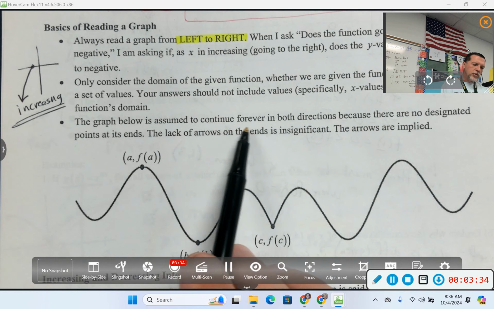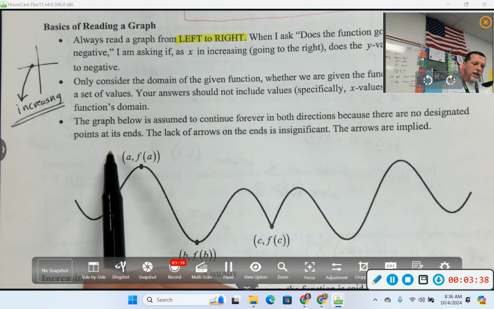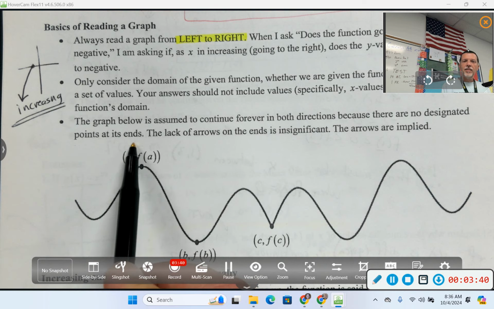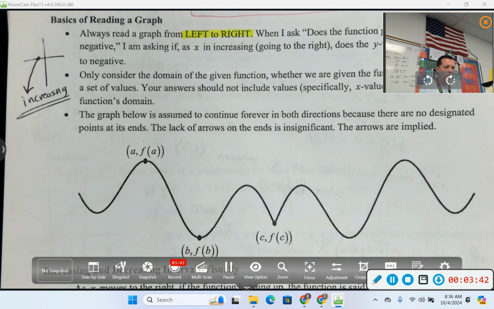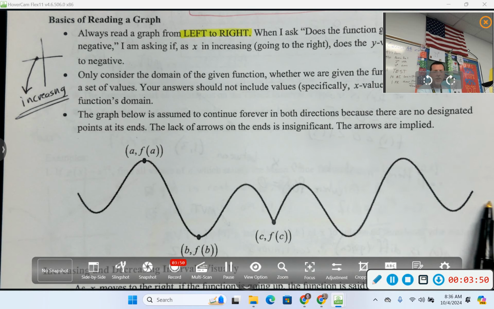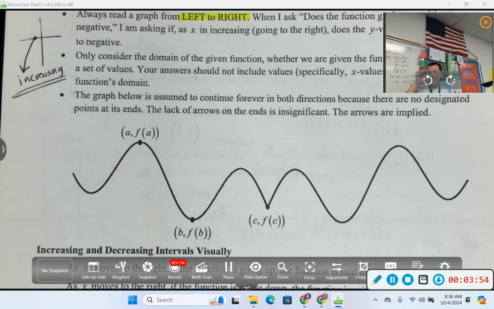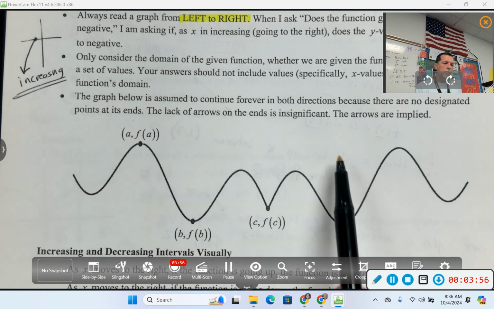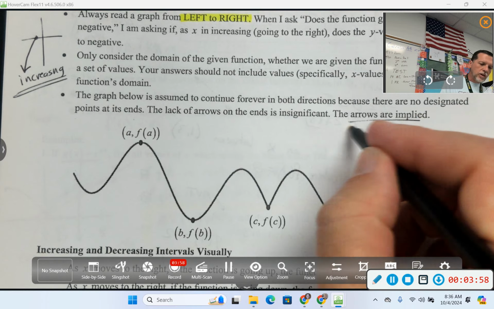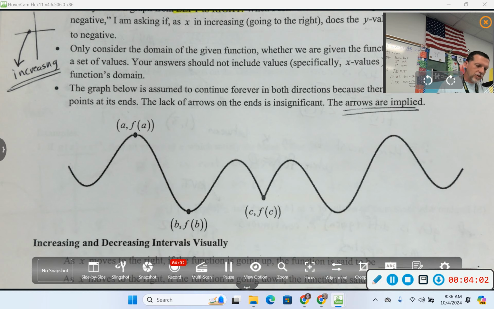The graph below is assumed to continue forever in both directions, because there are no designated points at its end. This actually came up in my Facebook group the other day. One of the new teachers was like, do I assume this goes on forever or not? And the main guy was like, yes, you assume it goes on forever. If they wanted it to end, they'd put a point there to indicate that's it, we're done. But the arrows are implied. It's rare that that matters, but just so you know.